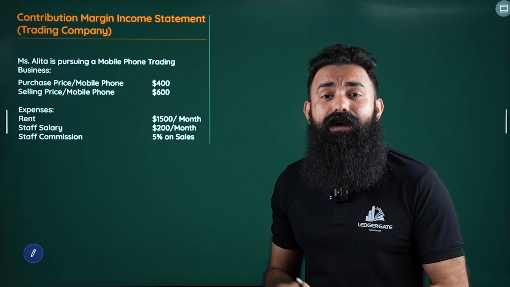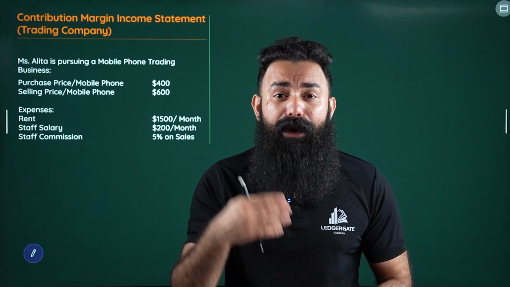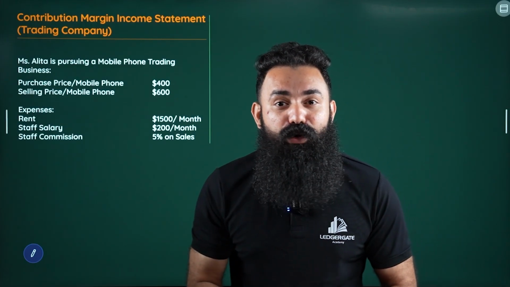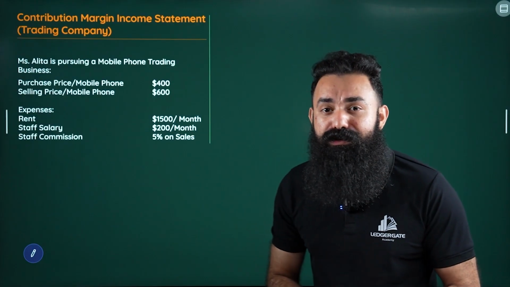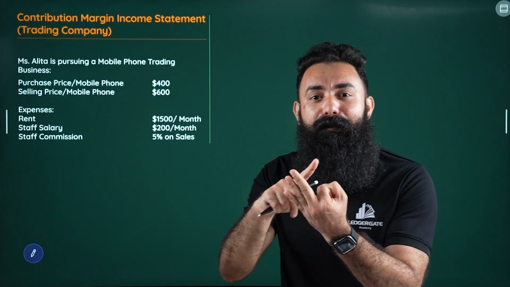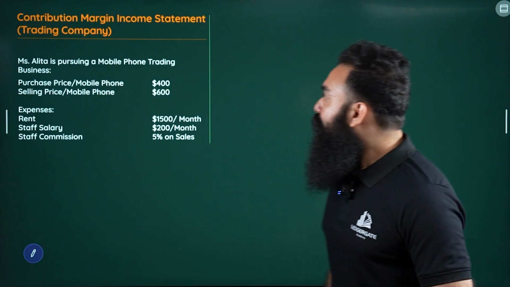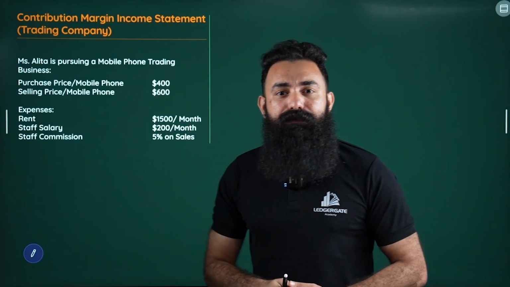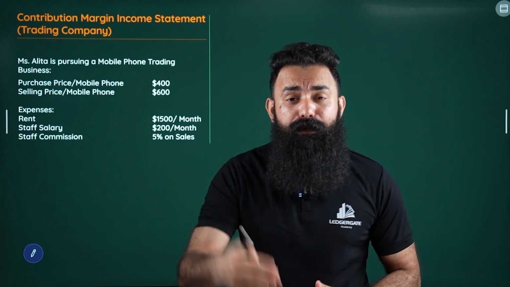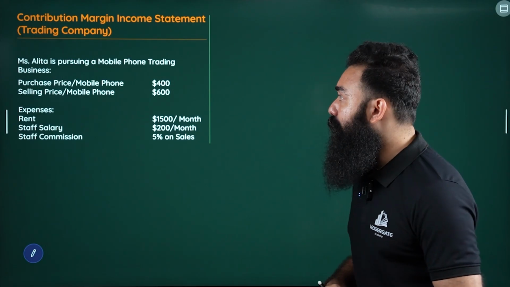But the contribution margin income statement can be used for the internal decision making process. What are the internal decision making processes? CVP analysis, marginal analysis, and pricing as well. So with the help of an example, we are going to discuss how to prepare a contribution margin income statement.